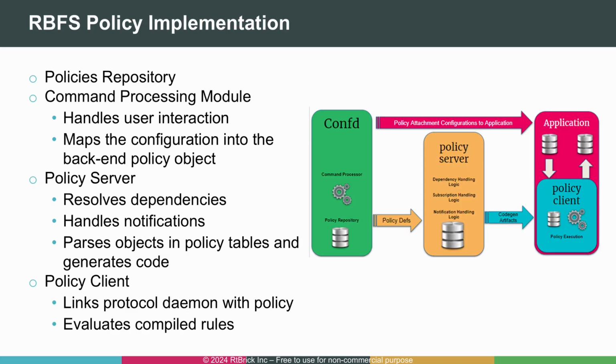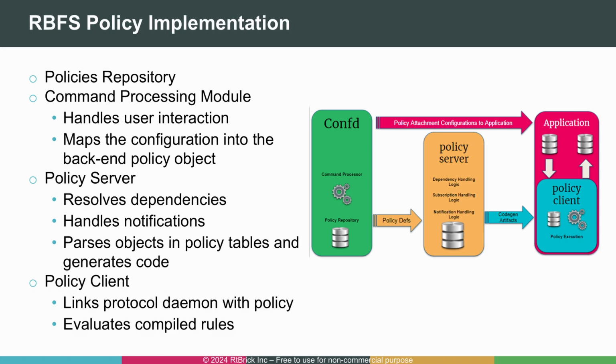The RBFS policy framework consists of four core components: the policy repository, the command processing module, the policy server, and the policy client. The policy repository is a centralized store containing all defined policies and their associated match action logic. It includes structured tables that define match conditions and corresponding actions. The command processing module is part of the configuration daemon. This module serves as the user interface layer. It translates CLI or API input into internal policy representations and stores them in the policy repository.